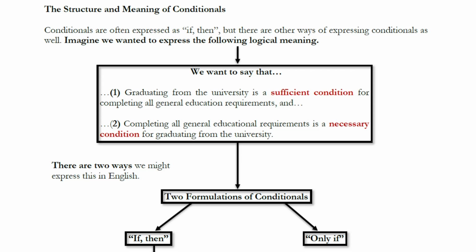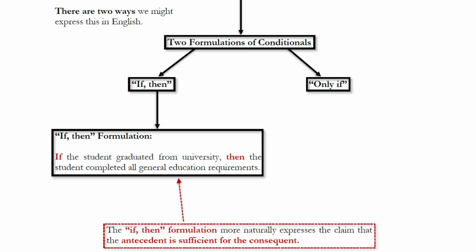We want to say that 1, graduating from the university is a sufficient condition for completing all general education requirements. And 2, we also want to say that completing all general education requirements is a necessary condition for graduating from the university.